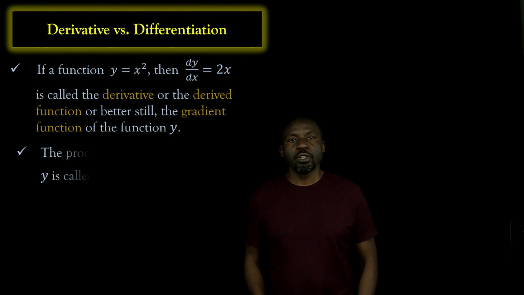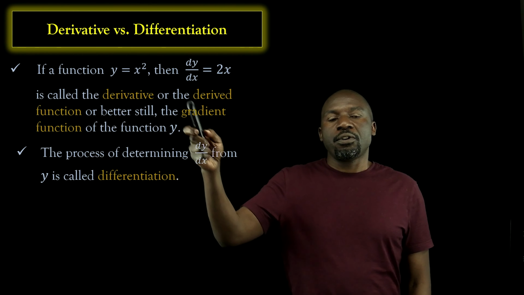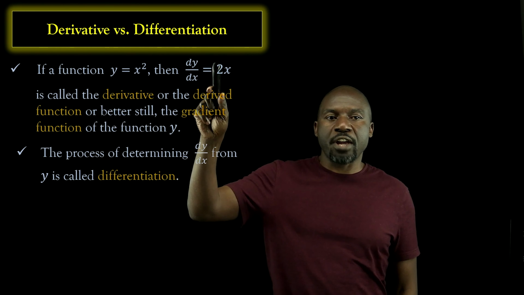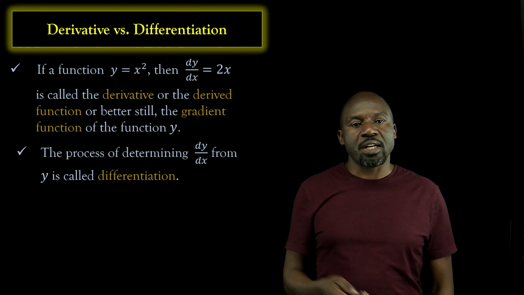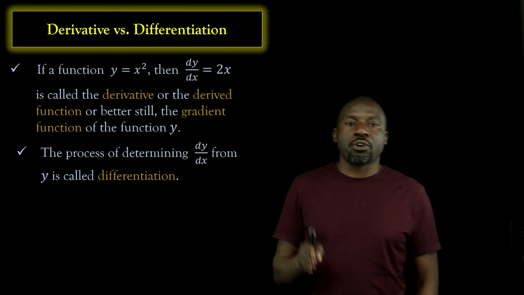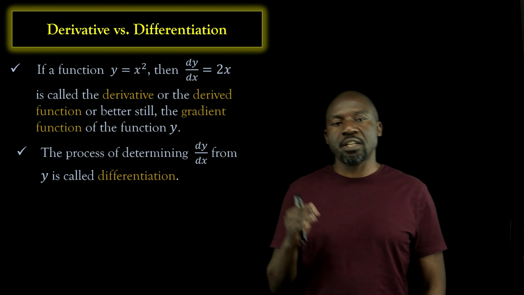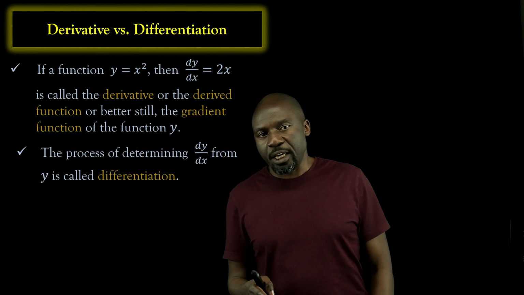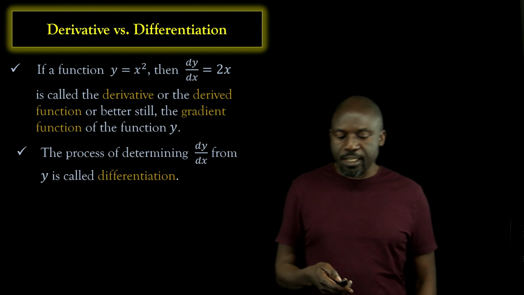Okay? All right. The second point is that the process of coming from the function to the derived function or to the gradient function, the process we've just followed, is referred to as differentiation. Okay? So differentiation is the process of determining the derived function or determining the derivative from a function. The derivative is the gradient function. Differentiation is the process of finding the derivative.